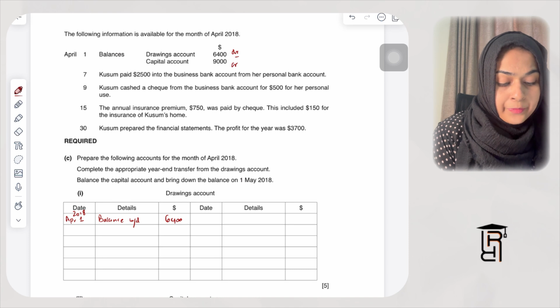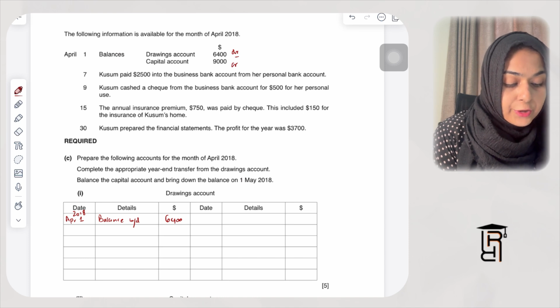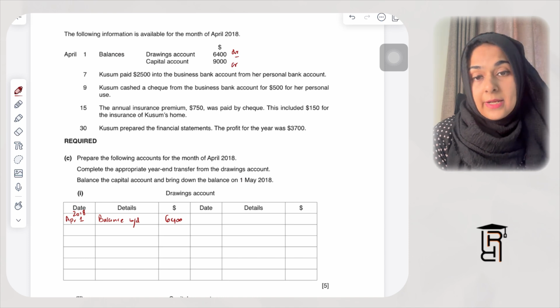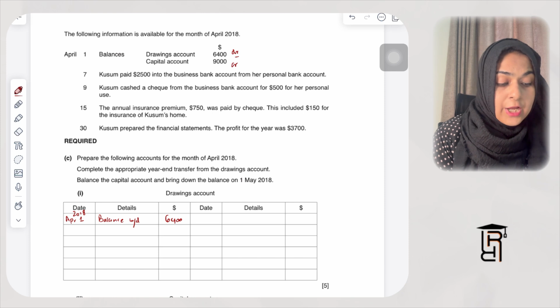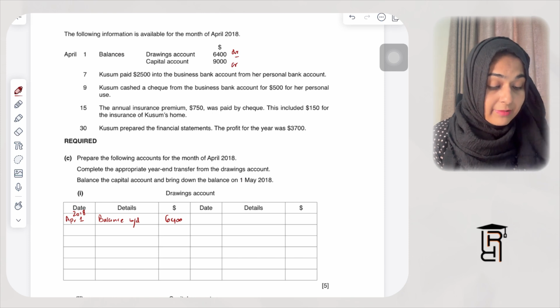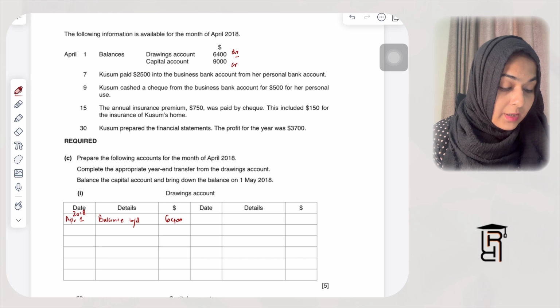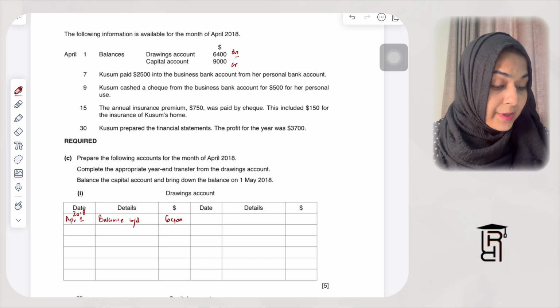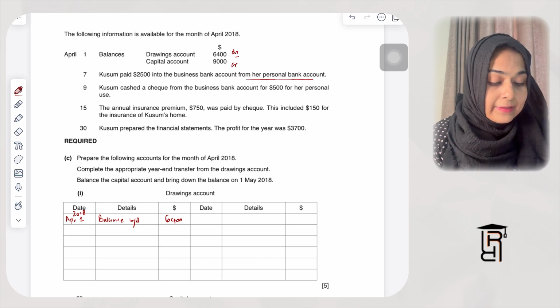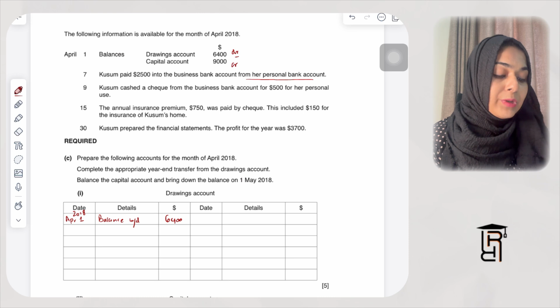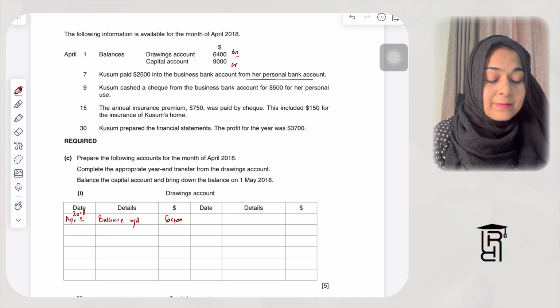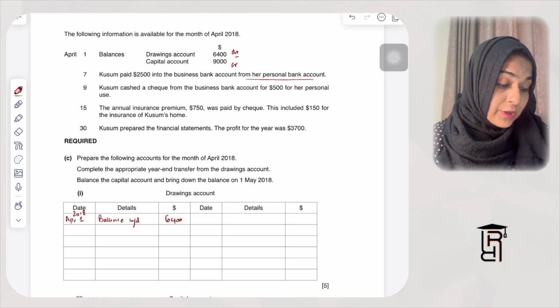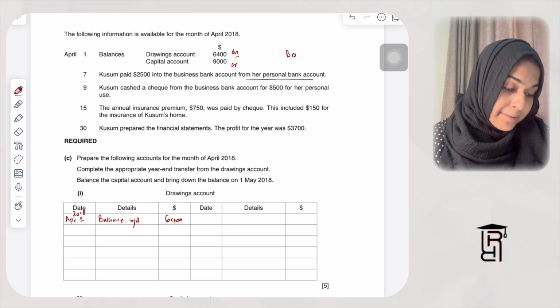Then they are saying Kusum paid 2,500 into the business bank account from her personal bank account. So this is additional capital. So for the double entry for additional capital, the bank account is debited and the capital account is credited. Because she's paying from her personal bank account into the business bank account, that means the business bank account is receiving the money. So bank is going to be debited and capital is going to be credited.